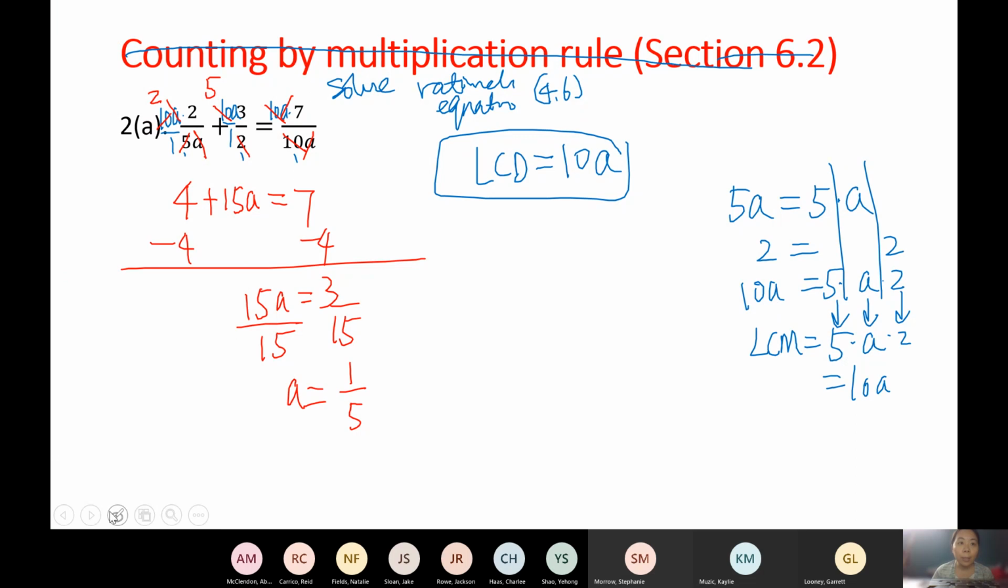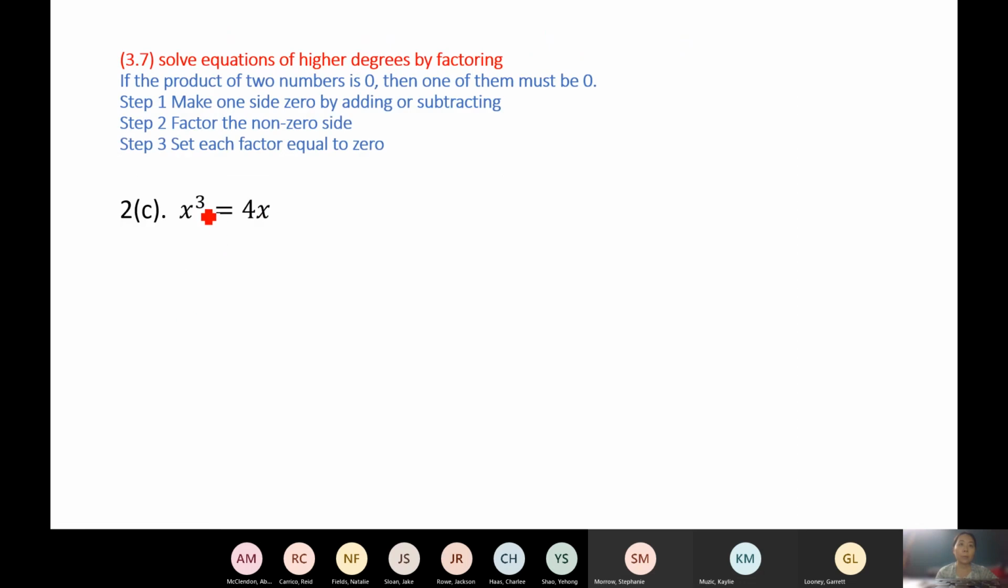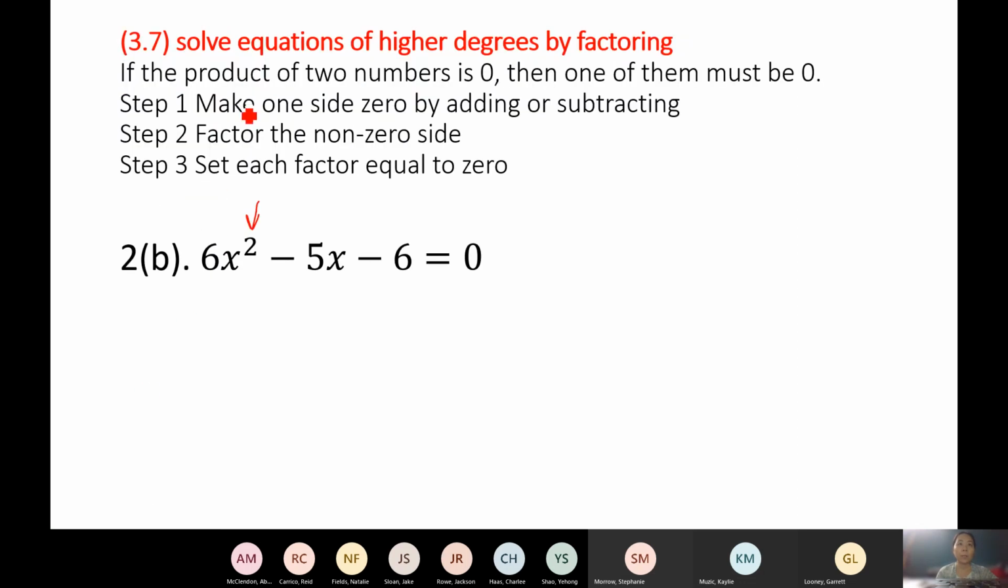Okay, now let's look at the next equation. So this is the equation from 3.7, solving equations of high degree. So we have a second exponent, the power is 2. And the next one is x to the third. How do we solve this type of equation? So I gave you the steps here. Step 1, you're going to make one side a 0. Well, this side is already 0, so we don't have to do that first step.